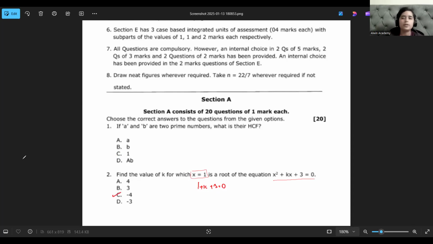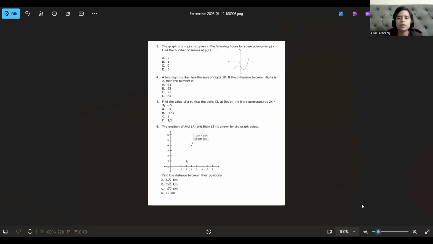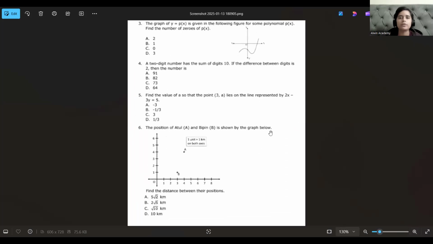Going to the next question, here we have the graph of y equals p(x) given in the following figure. Find the number of zeros of p(x). Now, the number of zeros is basically the number of points where the graph has been cut. And here in this graph, we can see that this is just 1 point. So option number B, 1.